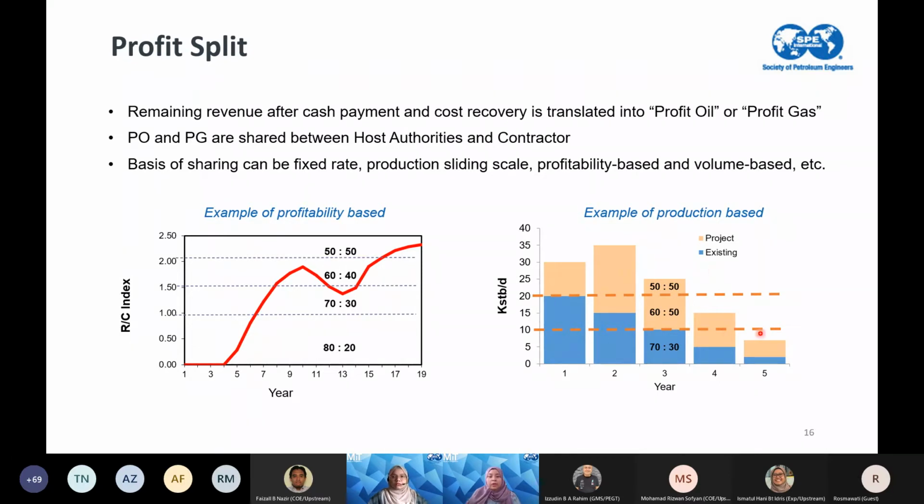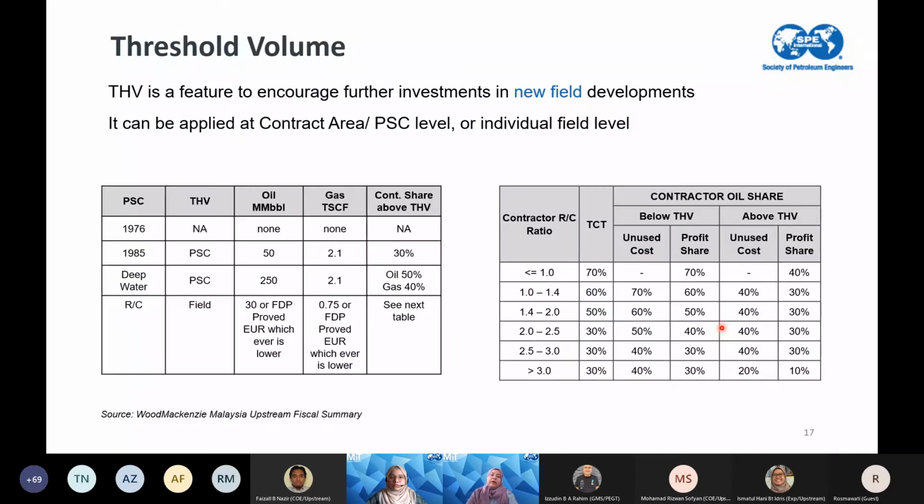So based on how much you produce, that average number is what you split between the contractor and the host authorities. Okay, cool. Another feature of Malaysian PSC is threshold volume. It is a feature that's been put in to encourage new investments, specifically new field investments, right?